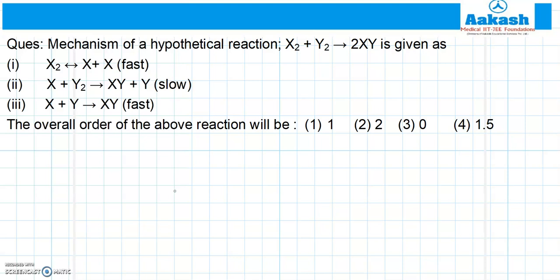As we all know, order of reaction is equal to the summation of powers of all the concentration terms involved in the rate law. But dear students, remember, rate law does not have any intermediate in its expression. It can have either reactant or product or catalyst involved in the reaction.